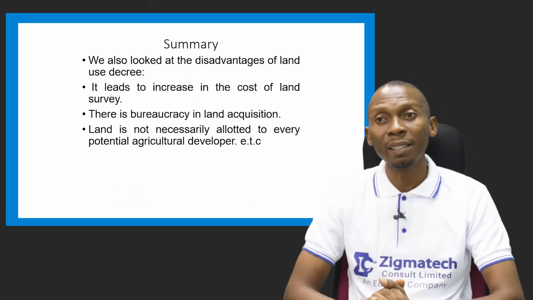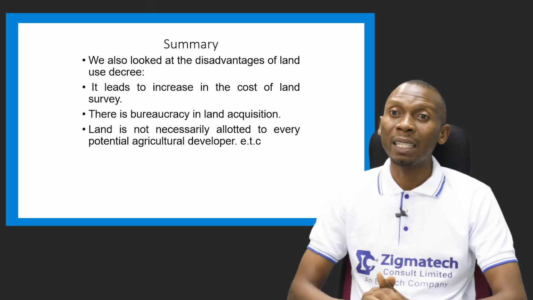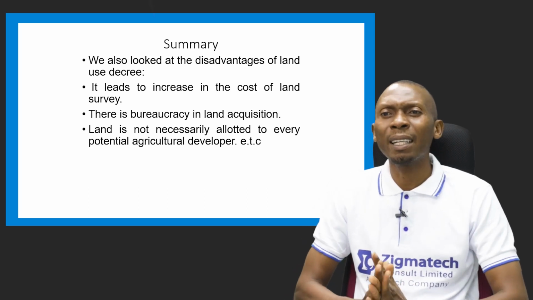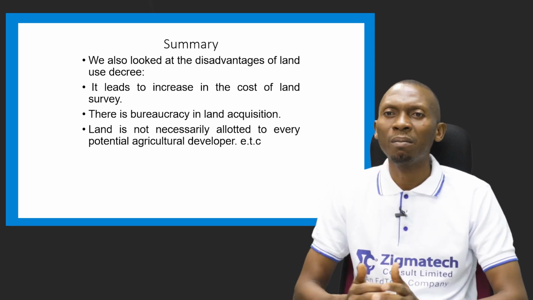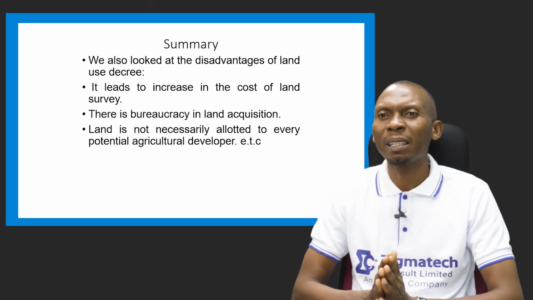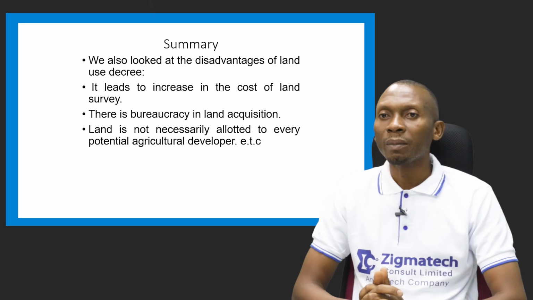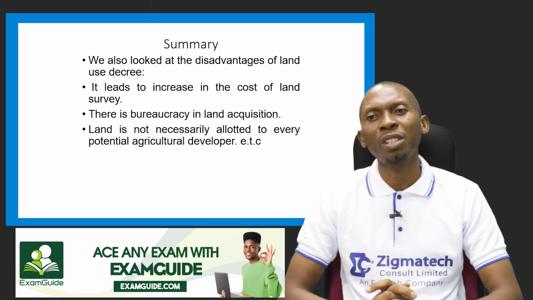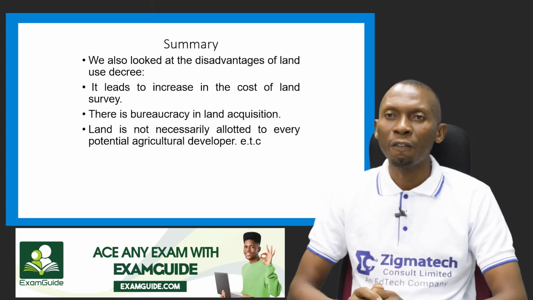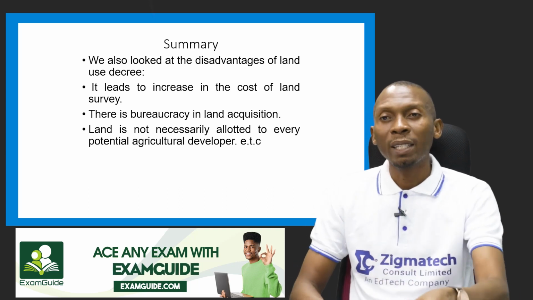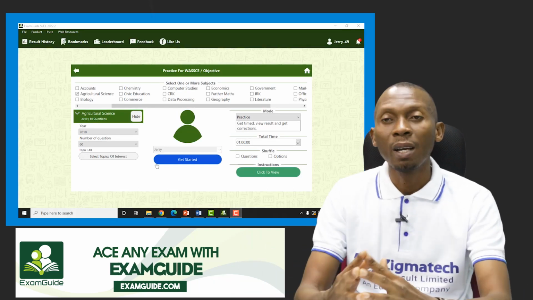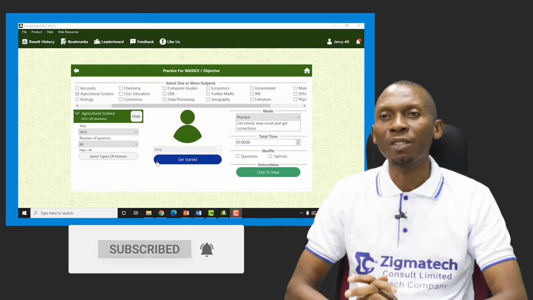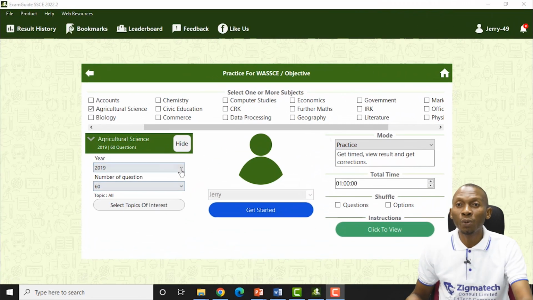We also looked at the disadvantages, and one of the disadvantages is that it has caused an increase in land survey, and there's also bureaucracy in land acquisition. That's difficulty, especially in signing documents to get your C of O in acquiring land. And land is not necessarily allotted to every potential agricultural developer, just to mention a few. So far, I believe we've learned quite a lot today, so we're going to take a look at some questions so that we can test our knowledge on this topic so far. Starting with the year 2019.